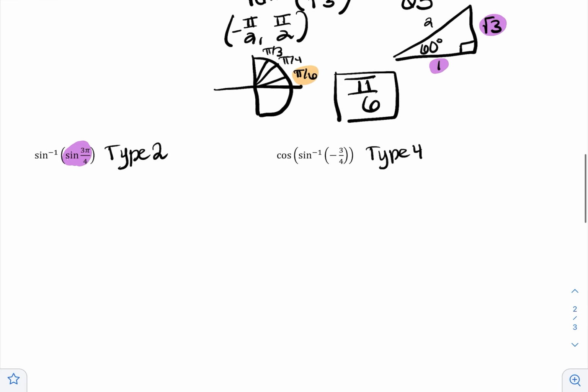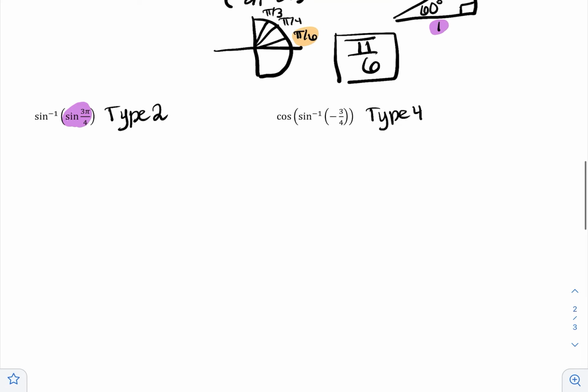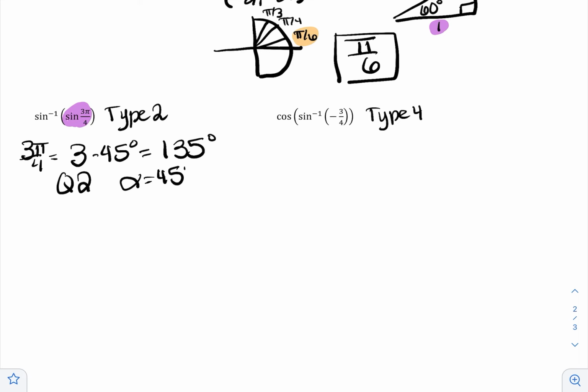Okay, let's do this one. So I have 3 pi over 4, which is 3 times 45 degrees. That's 135 degrees. That means that I am in quadrant 2. The reference angle is 45 degrees. So if I draw my little triangle, this is 45, 1, 1, square root of 2.